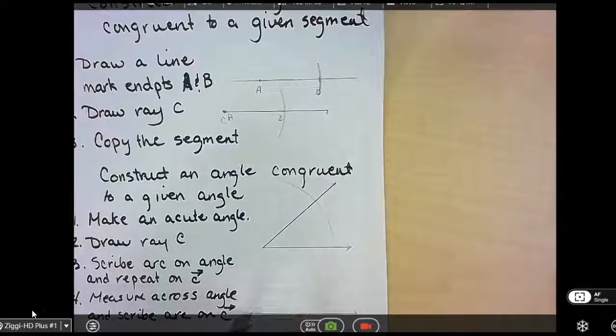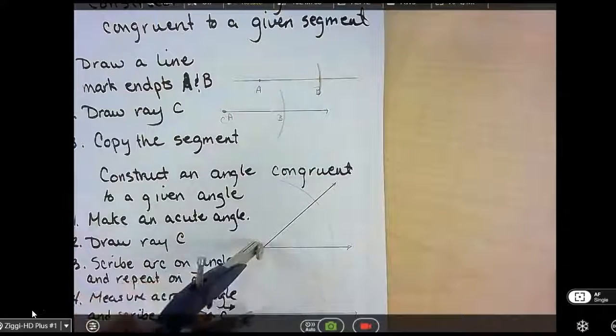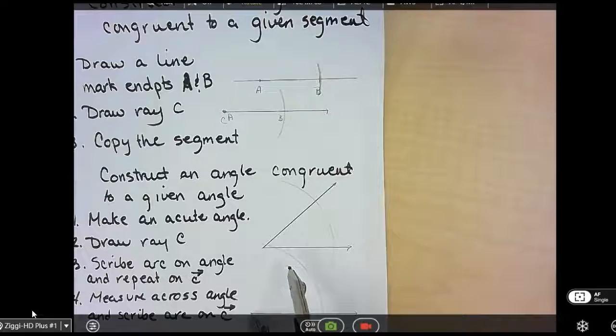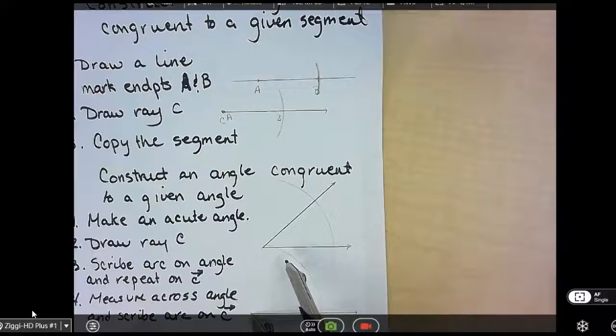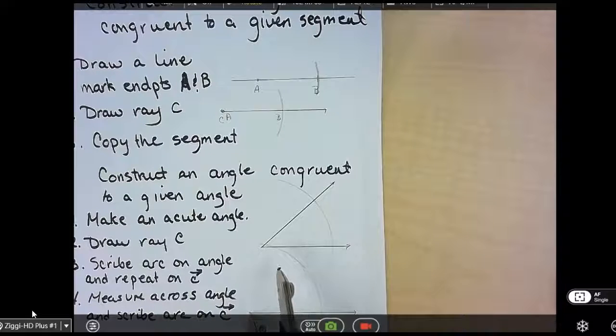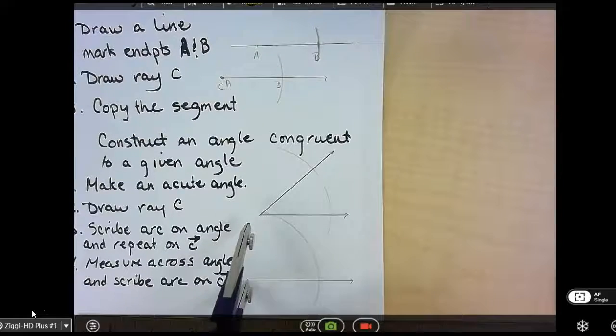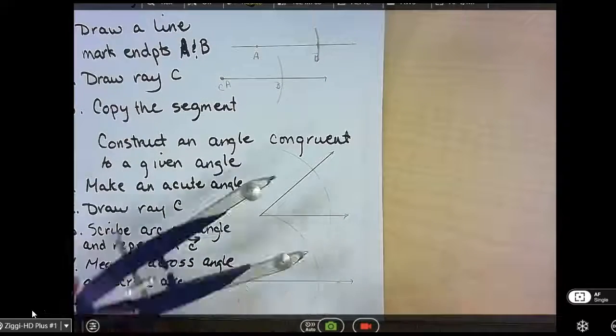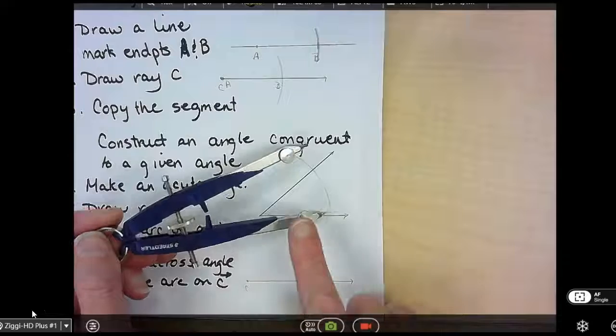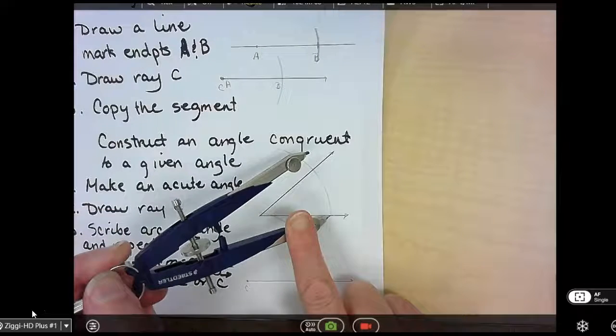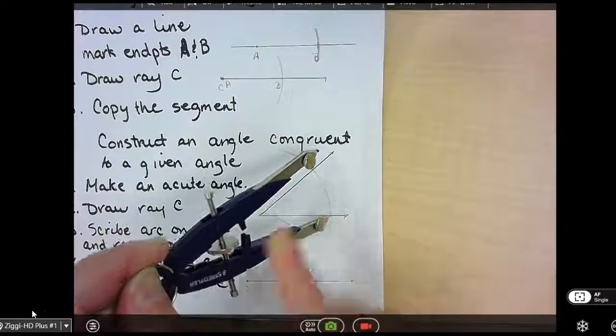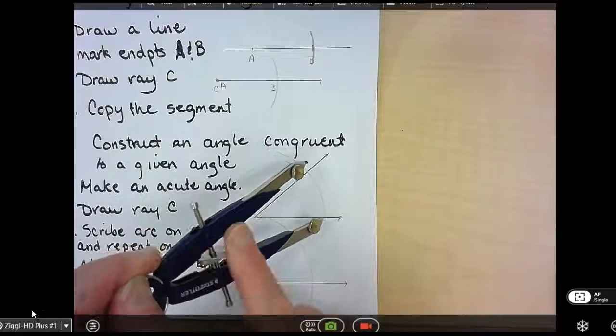Jab it in. Scribe your arc. Okay, so now measure across the angle and scribe an arc on ray C. The angle that I'm measuring across is your original angle. You can start from either side. Again, I'm doing this left-handed. You guys are right-handed.